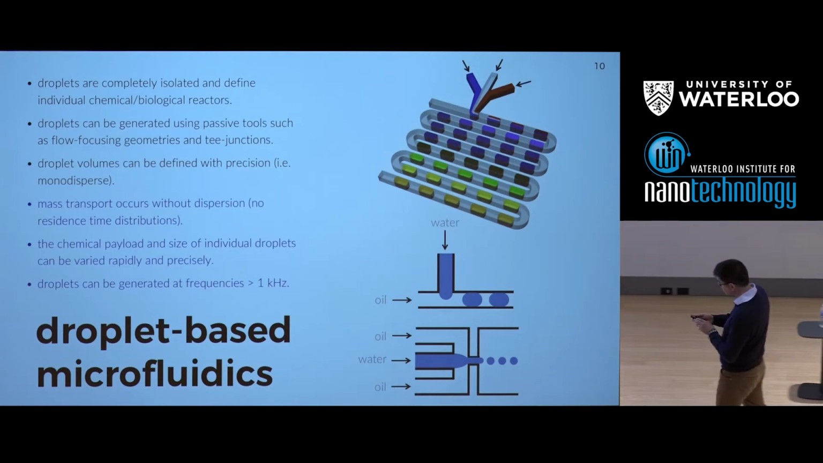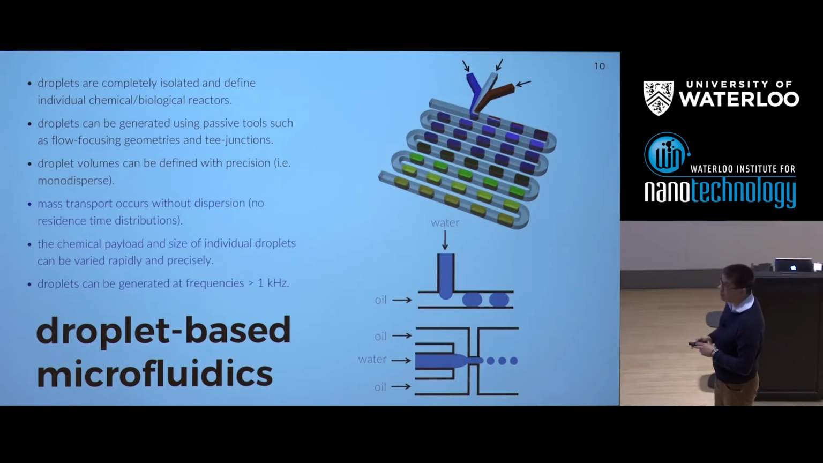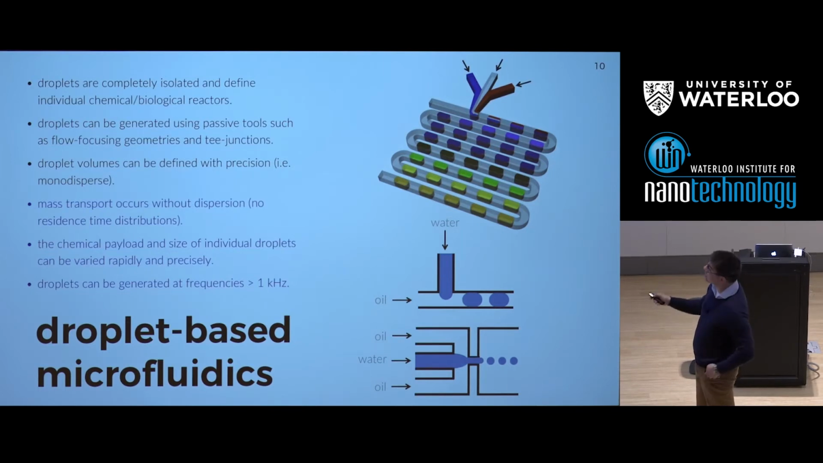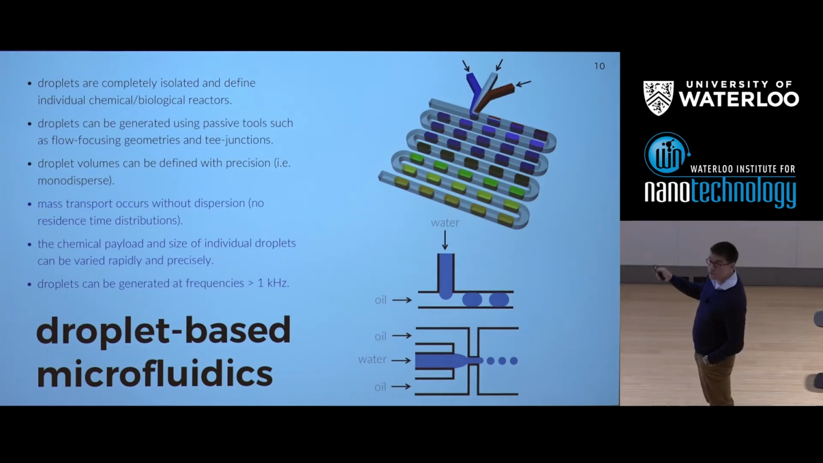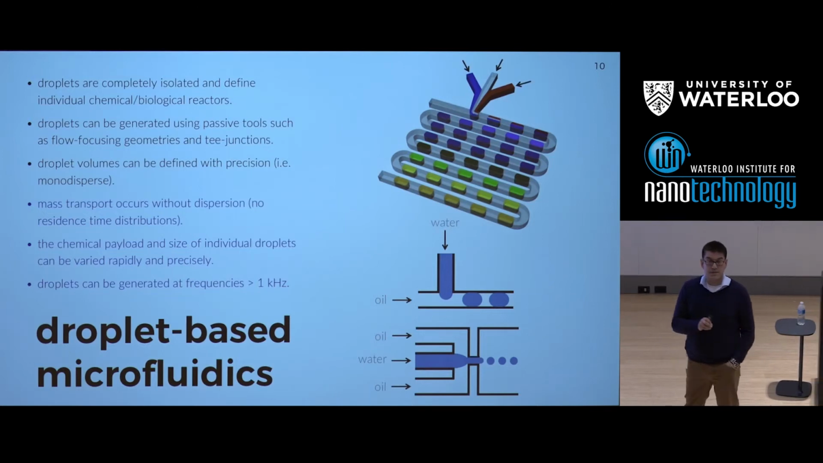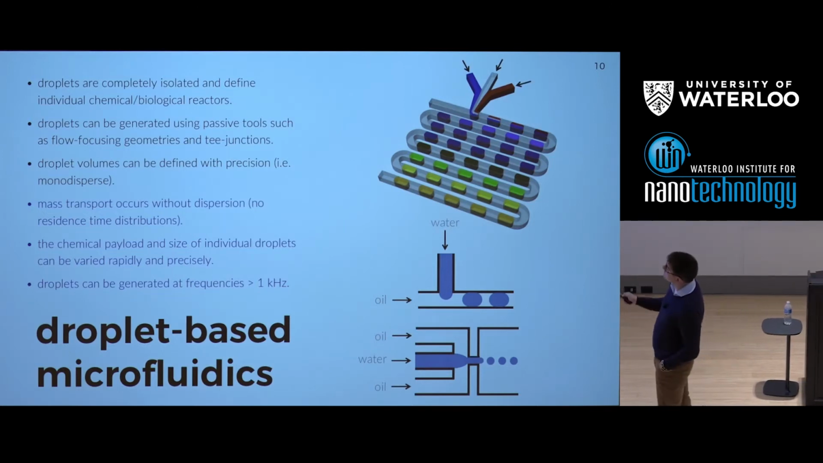So I'd like to show you some of the work that we've done, but again, I think it's really important that we just highlight here some of the key features of droplets or these controlled emulsions. So the first one here, and you'll see this in some videos in the next slide, is that droplets are completely isolated, and they're effectively going to define isolated reactors for which we can experiment in.